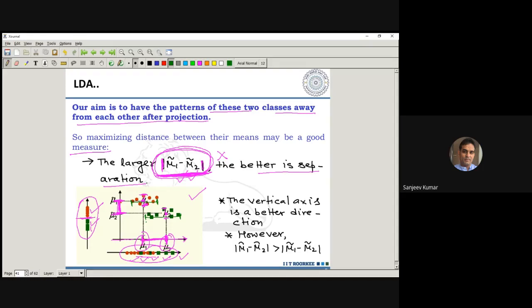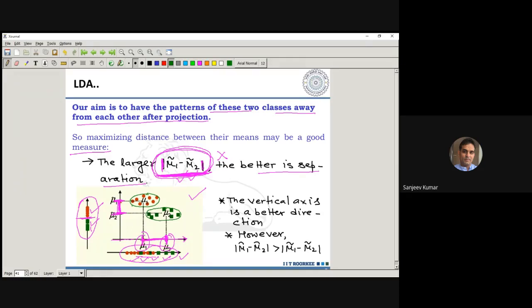Spectrum of the data, if I say horizontal or vertical? Sir, scattering is more in horizontal. Horizontal, yes. So that's why you are getting a mixed cluster in the horizontal direction. So I have to include this criterion also.